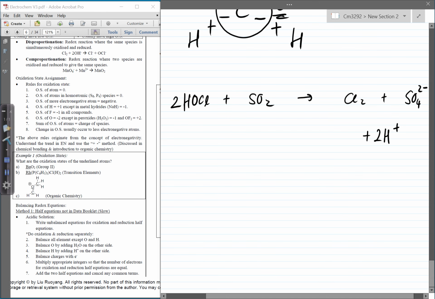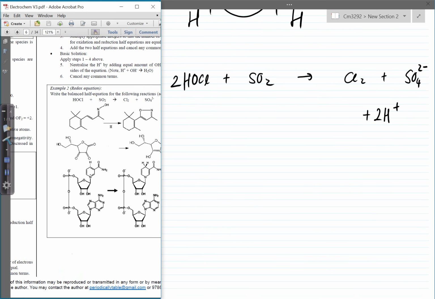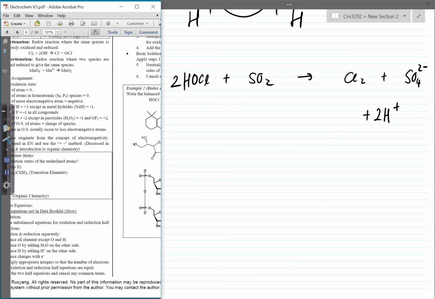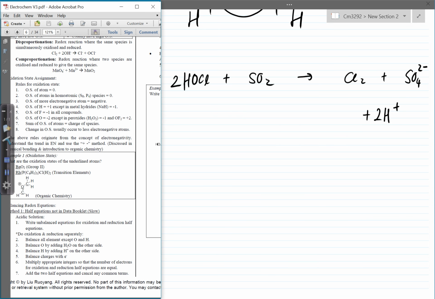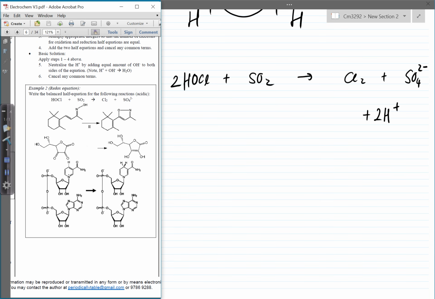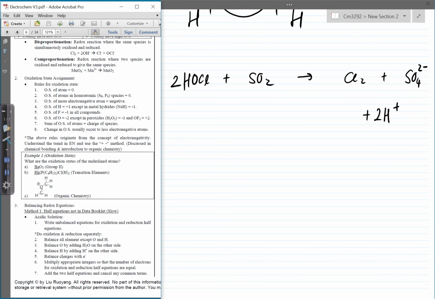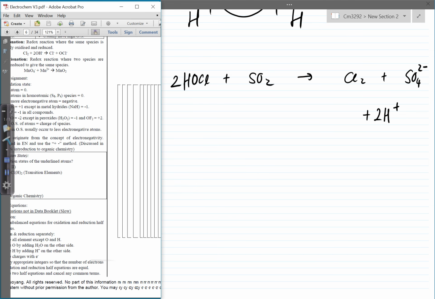Right? Straightforward, right? And then for the second one, although it's an organic molecule, the idea is identical. I just apply method 1 again. Balance all elements except O and H. For this case, I know that the carbon backbone doesn't change. Apart from that, my N is still there, my oxygen is still there. So everything is balanced. Next, I balance O by adding H2O on the other side.